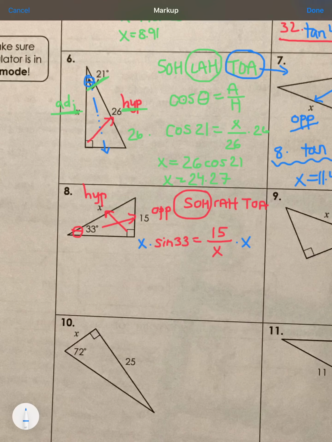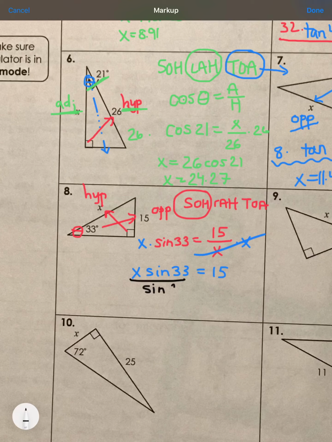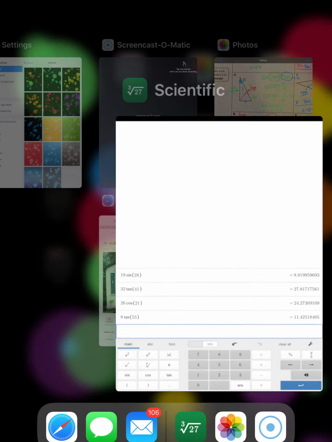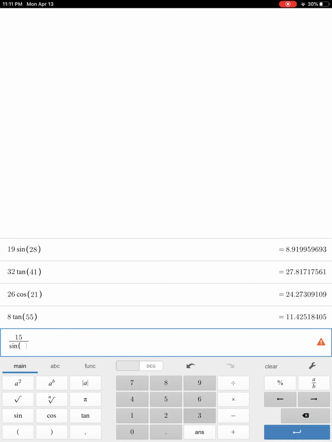So this is where it gets weird, because we can no longer get x by itself by multiplying by x, because that just puts it on the other side. So we multiplied by x, now we have x sine 33 equals 15, but I still want x by itself. So I need to divide by the sine of 33. So what essentially happens is the x and the sine of 33 switch places.